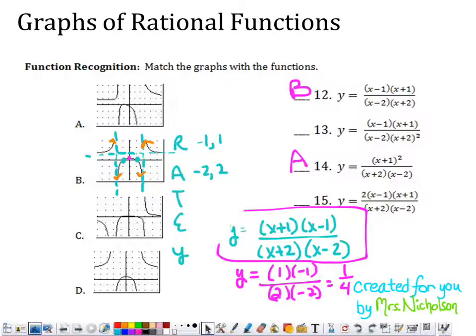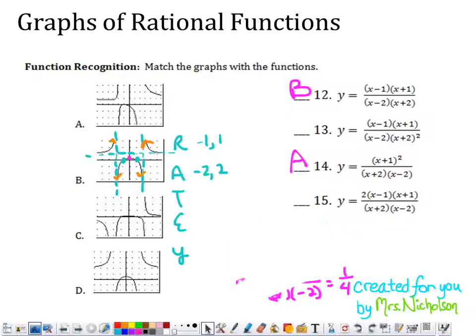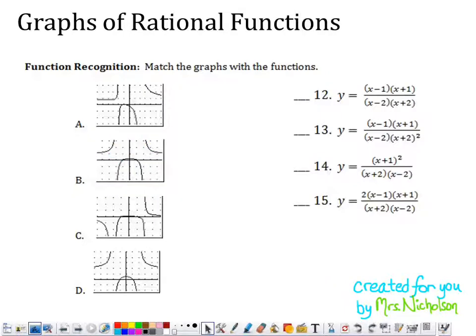B for number 12. All right, let's move on to graph C. Actually, I'm just going to erase everything, and then I'll put back the B and the A. All right, let's look at C.